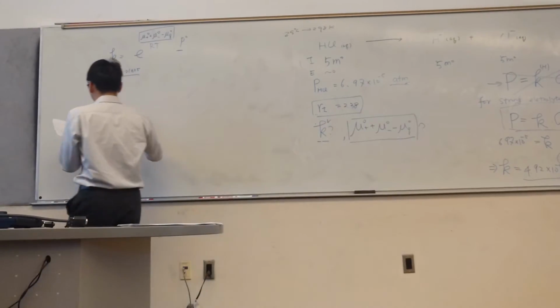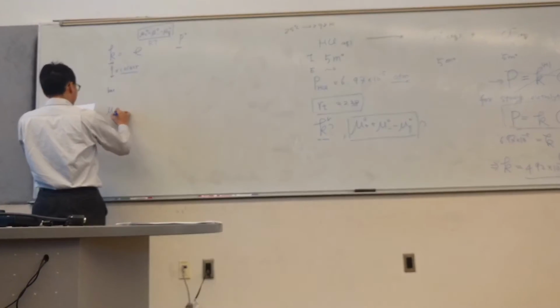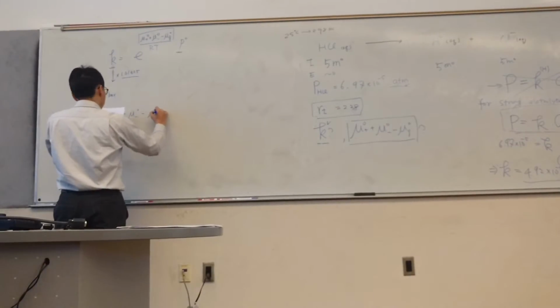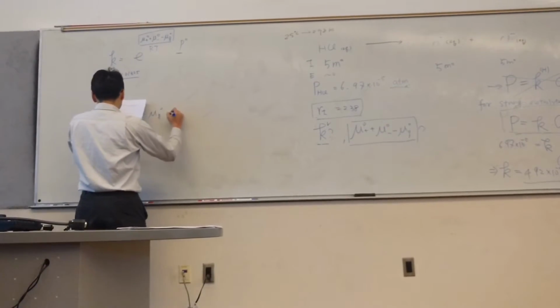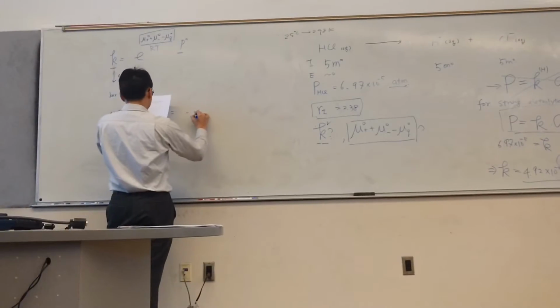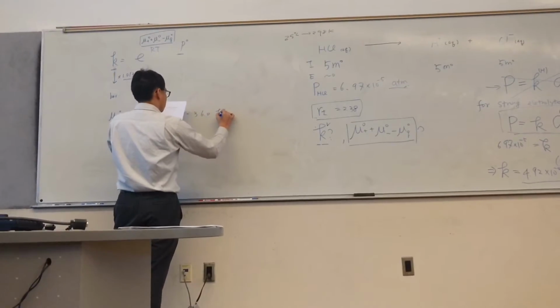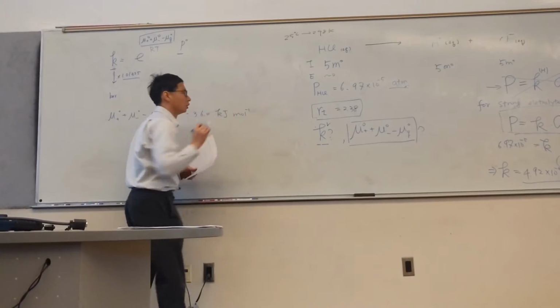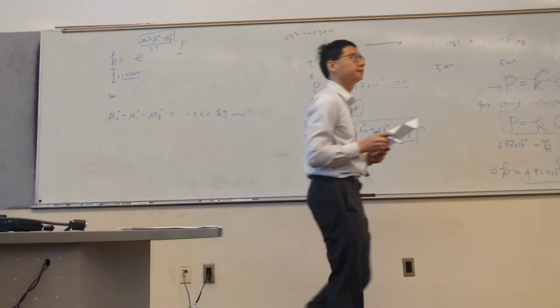If you do the calculation, you'll figure out that your mu plus naught plus your mu minus naught minus your mu G naught is going to equal negative 36.0 kilojoules per mole.